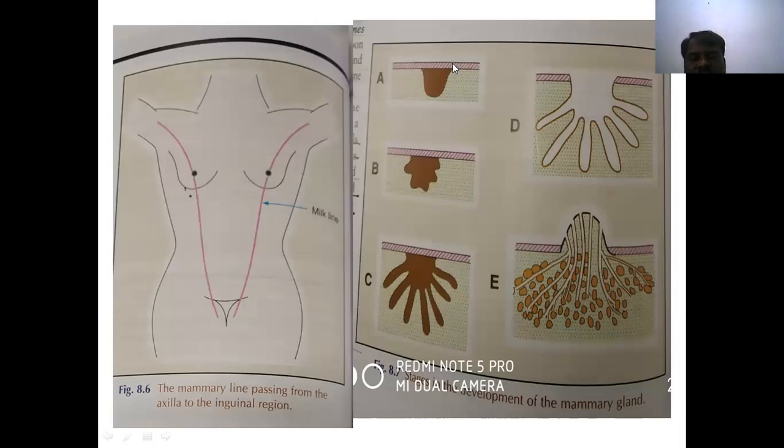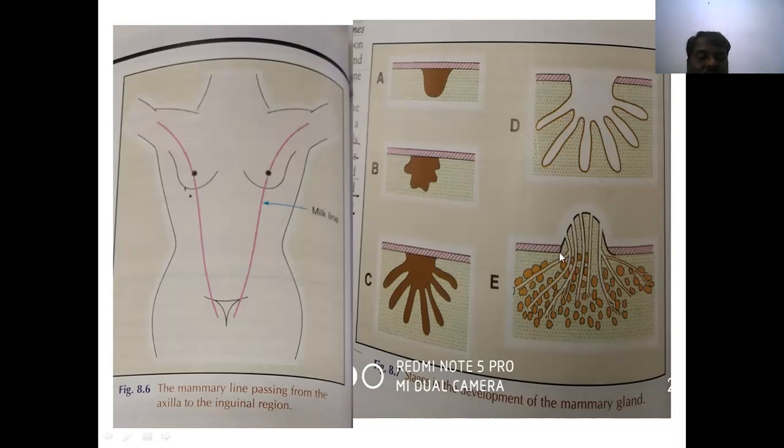The epidermis layer cells make a ridge and thicken towards the dermis. Then after a week it will become a lobulated structure with 10 to 12 lobules. Then it will become separate, like finger-like extensions towards the dermis. After that comes canalization. From the canalization, we can identify the glandular tissue.